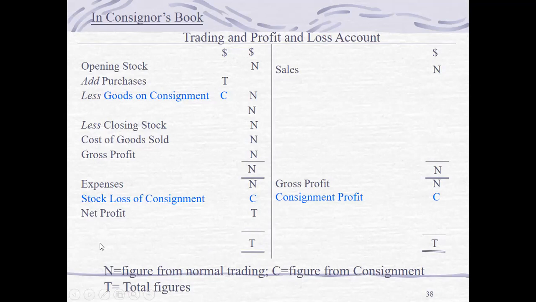Okay, so take note of the legend here: N for figure from normal trading, and C for figure from consignment. As we said, consignment is a strategy, in fact a marketing strategy, to increase sales. So that is an addition to the available goods for sale for goods on consignment. And then it is also one item of the gross income. So we can add it as part of the total gross income: gross profit, plus the consignment gross profit, or gross profit on consignment sales.